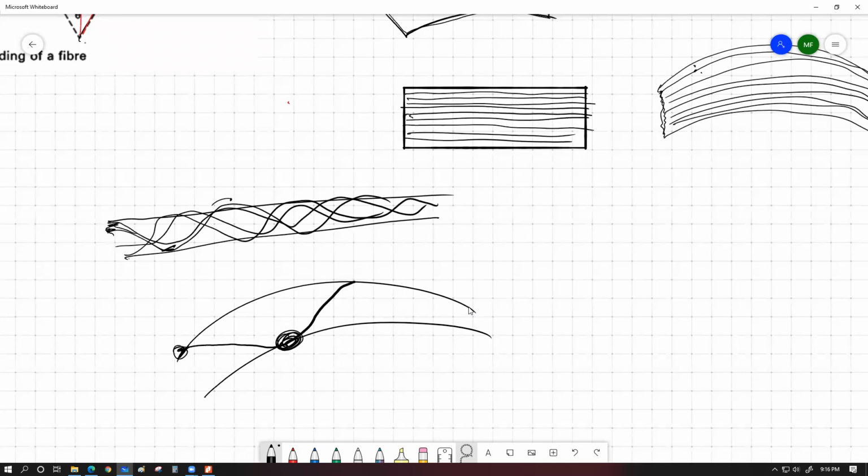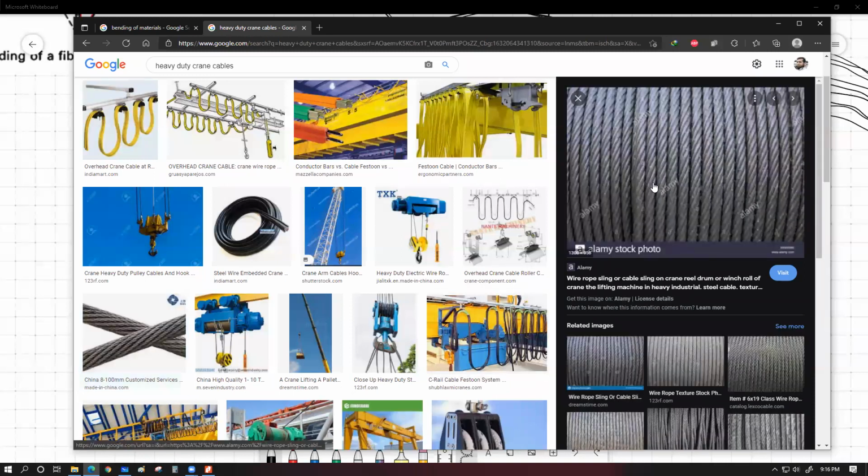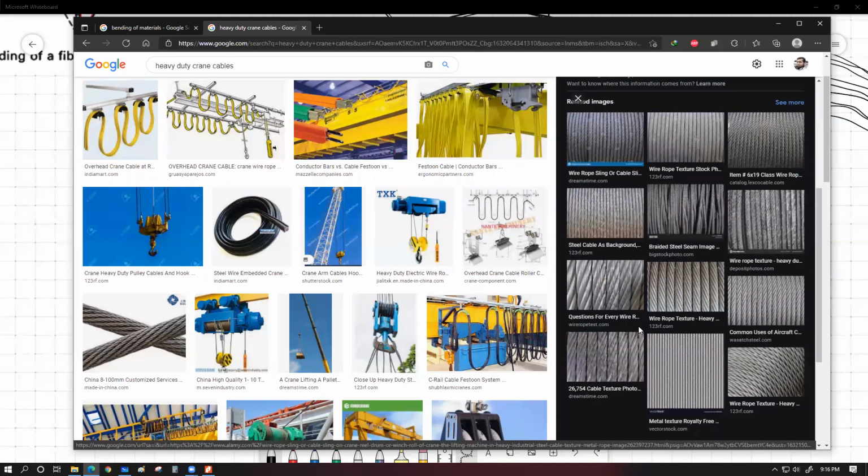And this is why all of these industrial cables, if you look over here, are not essentially dry. They are highly lubricated. I cannot find a picture where this lubrication is very vividly represented.